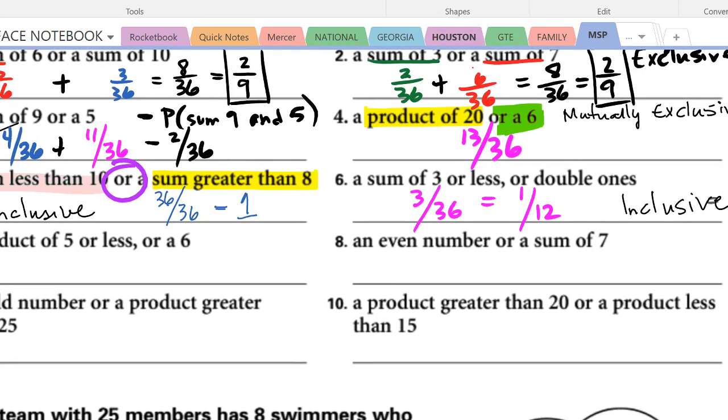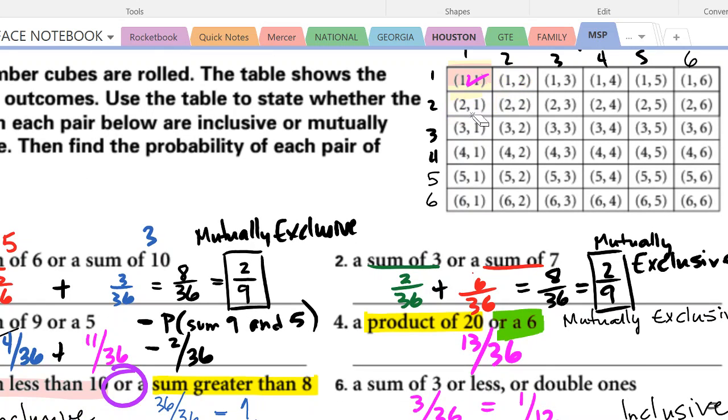Number 6, a product of 5 or less, or a 6. So I'm just going to go back here, and I'm going to show you some different things, how to do product. You're multiplying to get 5 or less. That would be there. That's 2, 2, 3, 4, 3, 4. The 3 times 2 is 6, so that's not it. 2 times 3 is 6. 1 times 4. 5 or less, so you can count 5 and 1. And I believe that's it. Everything else is going to be larger than 5 or a 6.